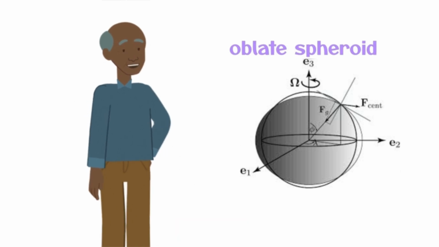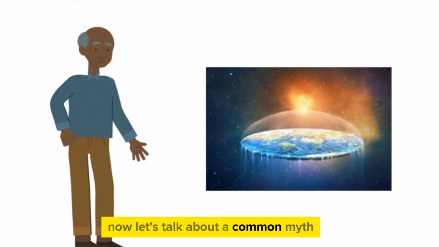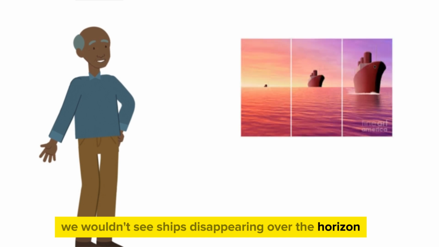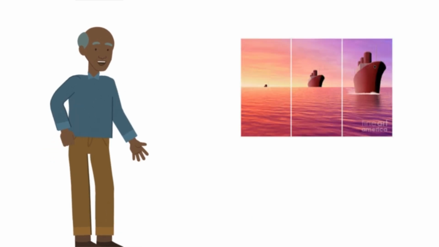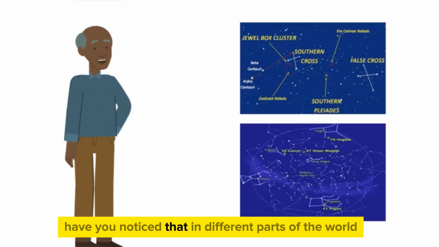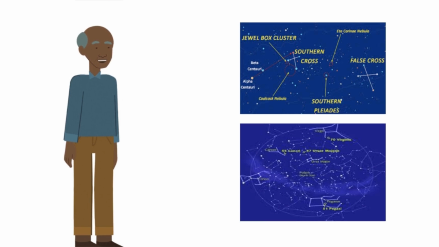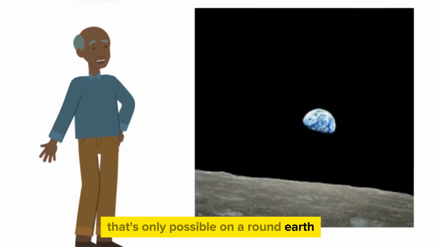Fancy, huh? Now, let's talk about a common myth. Some people think the Earth is flat. But if Earth were flat, we wouldn't see ships disappearing over the horizon, bottom first. And here's another clue. Have you noticed that in different parts of the world, people see different stars in the sky? That's only possible on a round Earth.